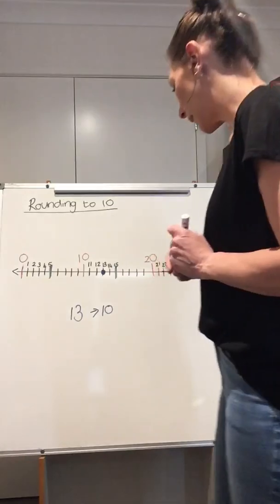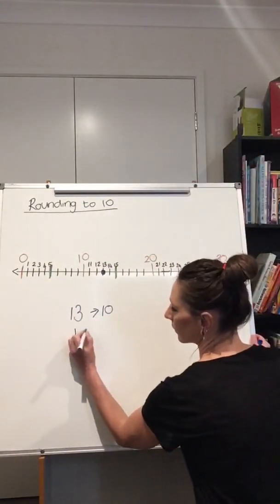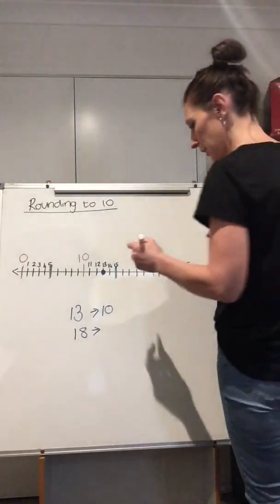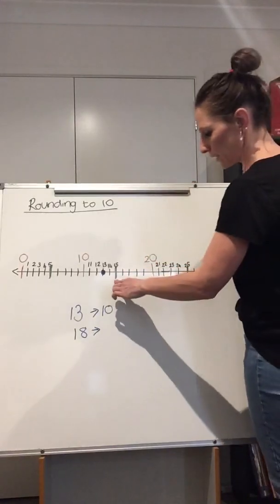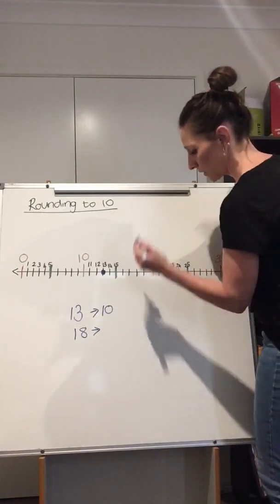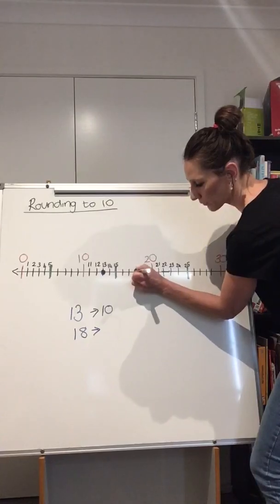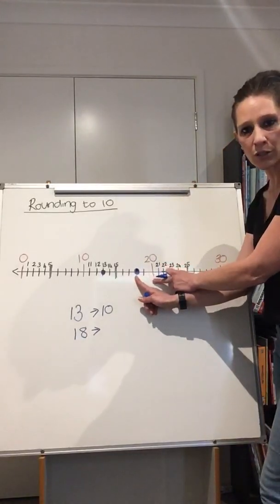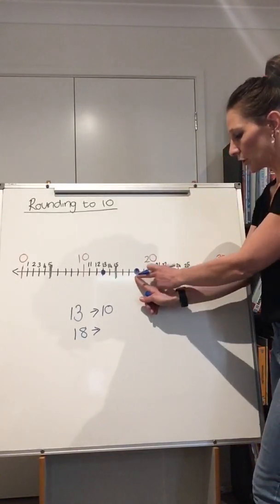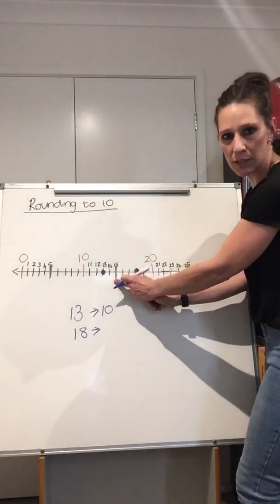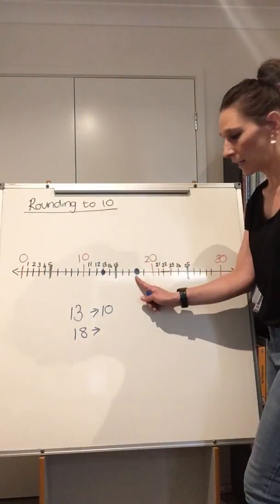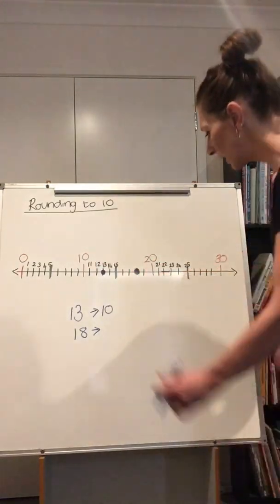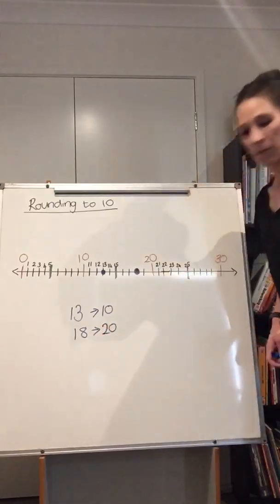If I had the number 18, what would that next 10 be? Or what would be the closest 10? Well, let's have a look. There's 15, 16, 17, 18. So that's where 18 would be. Now I can see, is it closest to 10? Or is it closest to 20? I think it's closest to 20. But we know for sure because it's sitting on this side of the green halfway mark. So if I had to round 18 to the nearest 10, it would be 20.